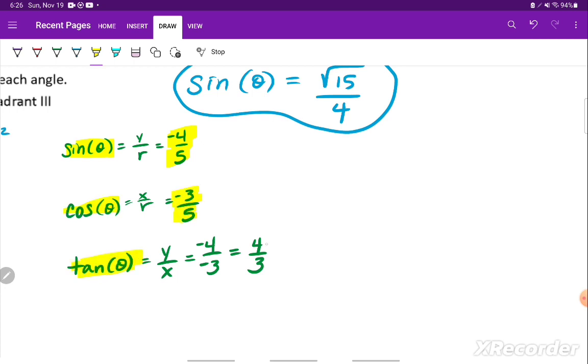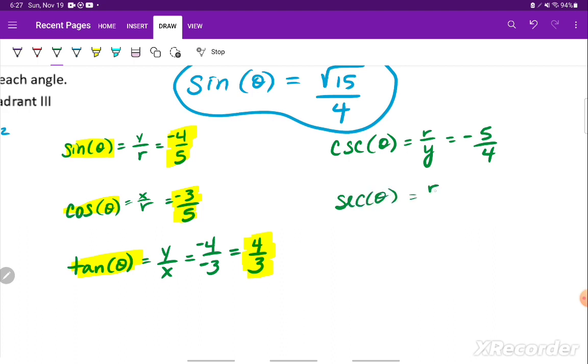And then the other 3 trig functions are the reciprocals. Reciprocal of sine is cosecant. That'll be negative 5/4. The reciprocal of cosine is secant. That's r over x. Negative 5/3. And then lastly, the reciprocal of tangent, that's cotangent, to find x over y. But I'm just going to take the reciprocal of that already simplified fraction, 3/4.